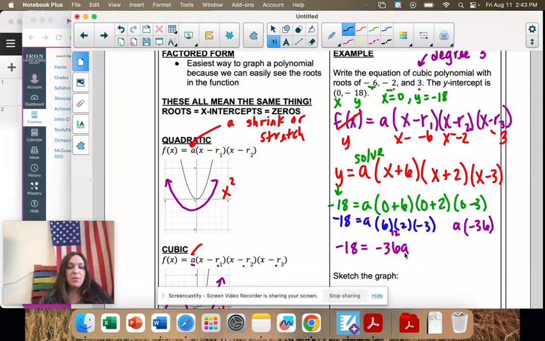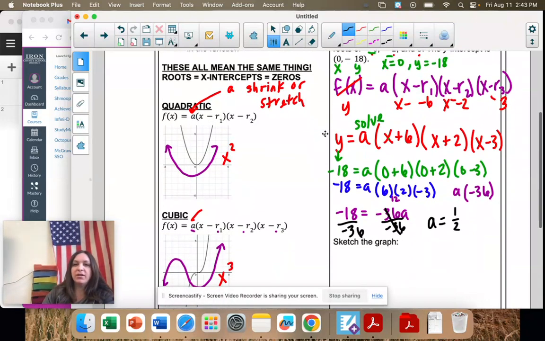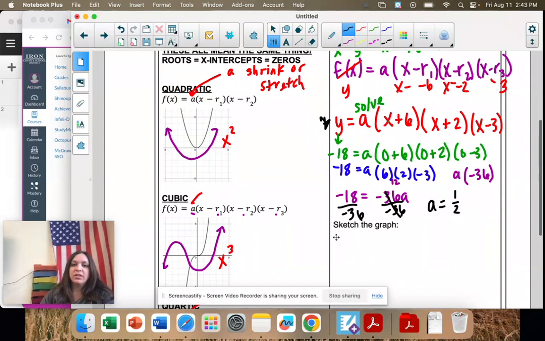And now we want to get a by itself. So I'm going to divide both sides by -36. So a equals -18 divided by -36, which is +1/2. So now I'm going to go back here, and our function is y equals, or f of x equals, a, which is 1/2. We just solved for it. And then the rest stays the same: (x plus 6)(x plus 2)(x minus 3).